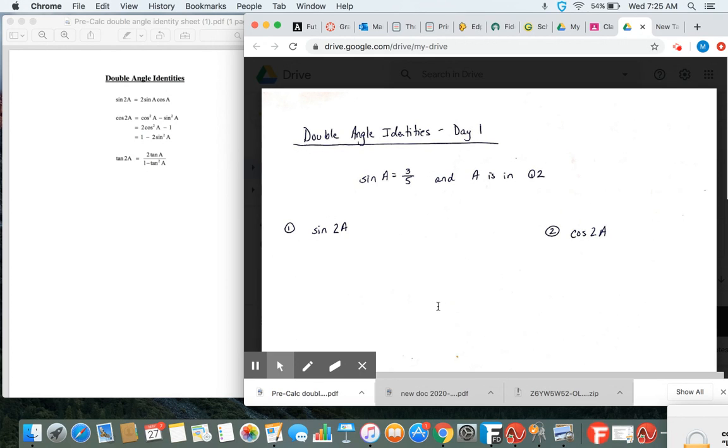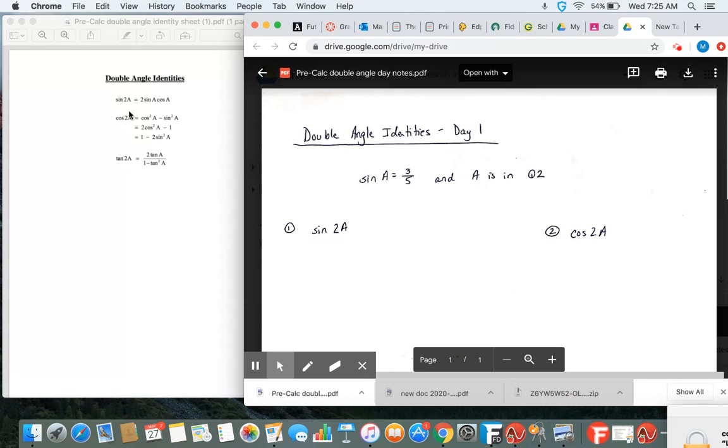Today we're moving on to what's called double angle identities. There are all these different trig identities. We've used sum and difference, and today we're using double angle. You'll see that they're listed over here: sine of 2 times angle A, cosine of 2 times angle A, and tangent of 2 times angle A. And there's multiple ways to do the cosine one. You can choose any of which, you'd get the same answer.